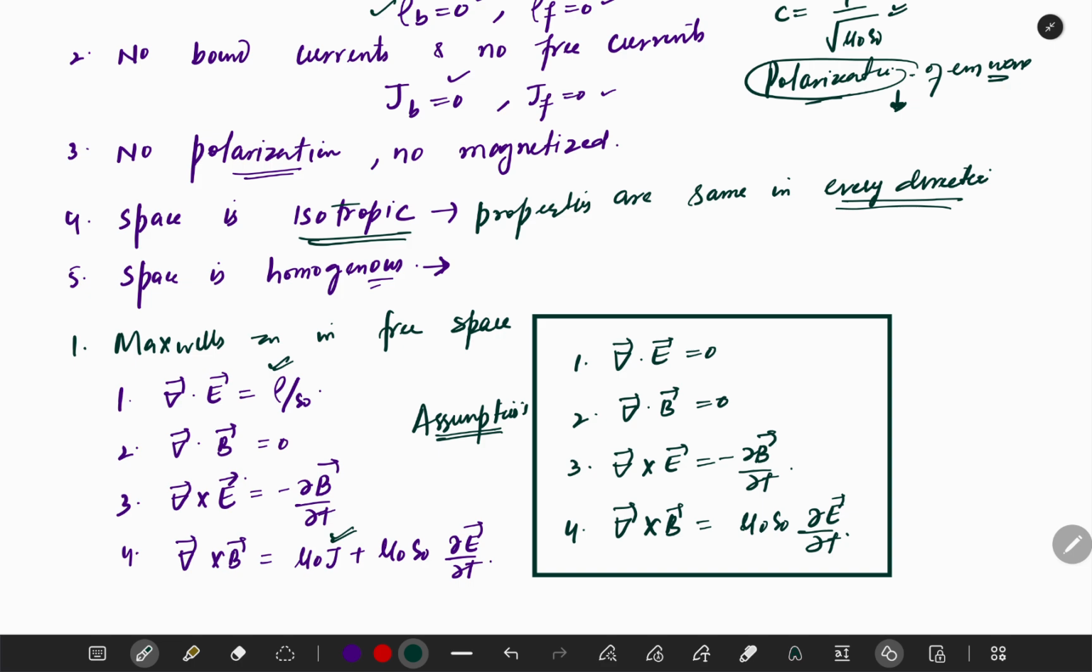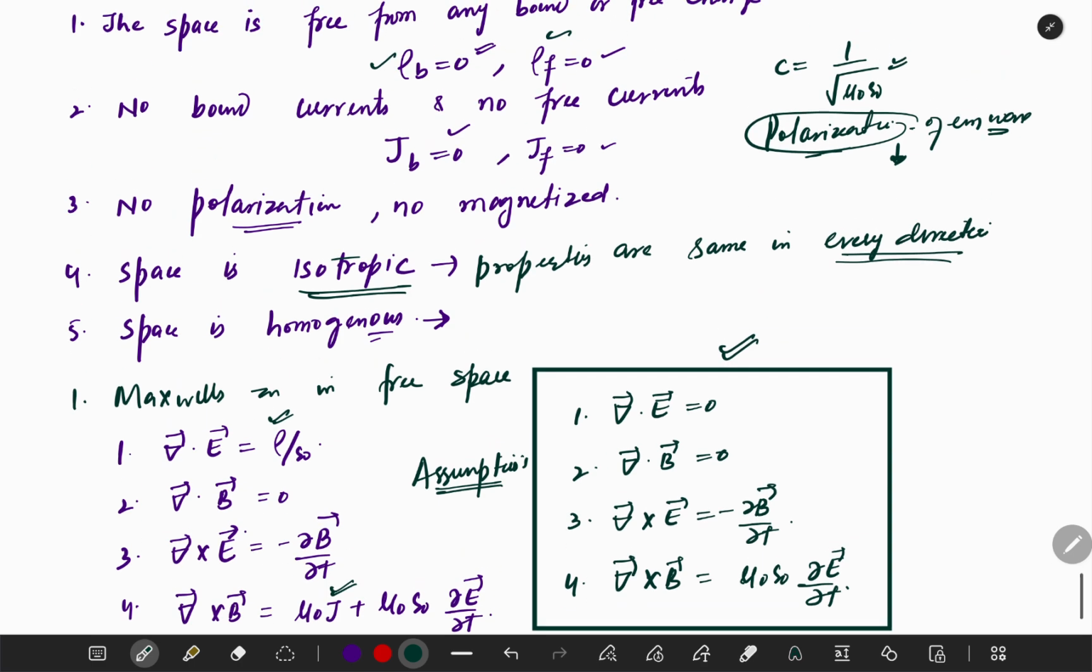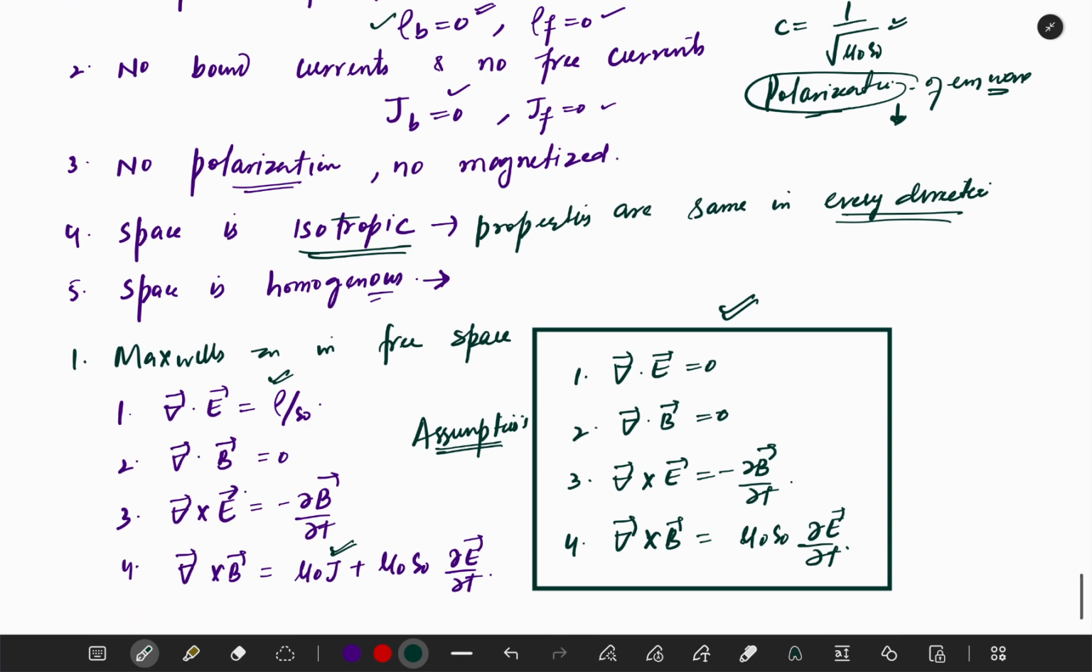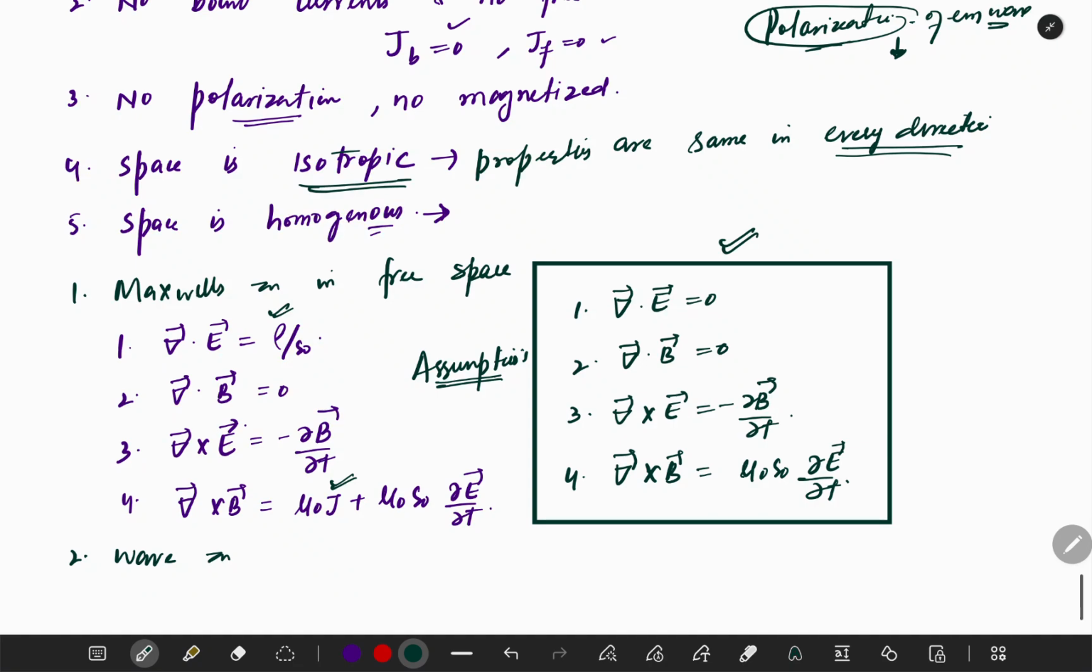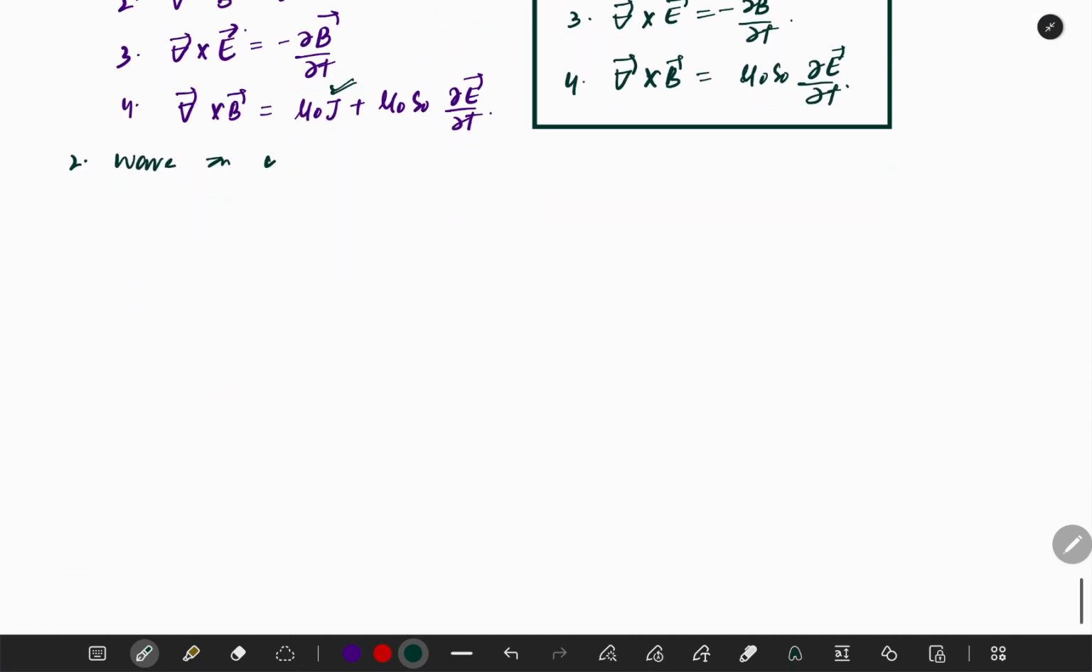Okay, so if somebody asks you in the examination, write Maxwell's equations for electromagnetic waves in free space, these are those Maxwell's equations, because we need to apply the assumptions, and applying the assumptions we get all these equations. Now let's try to write the second motivation of this lecture. We'll try to understand the wave equation in terms of E and B.